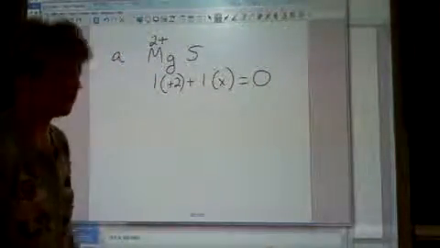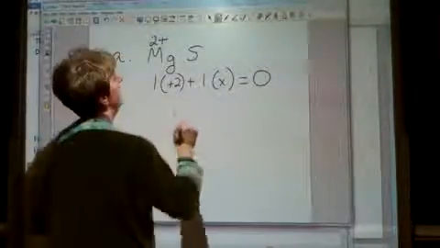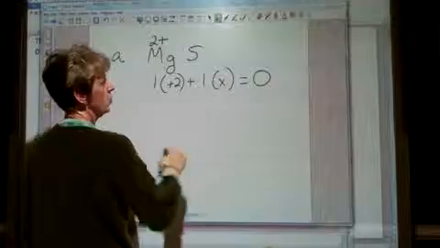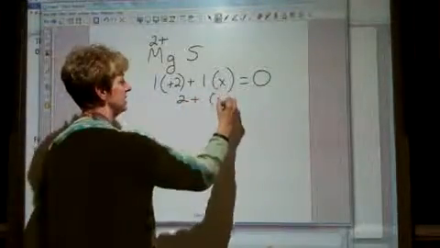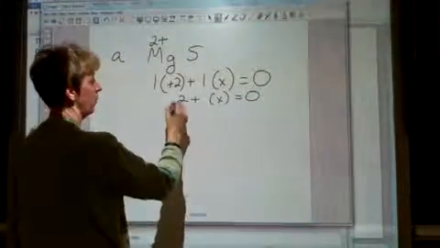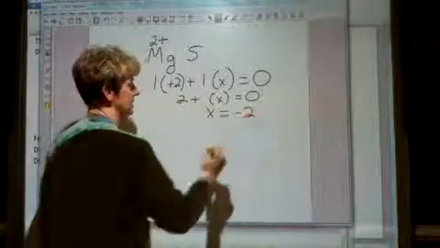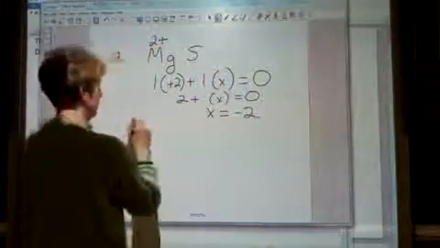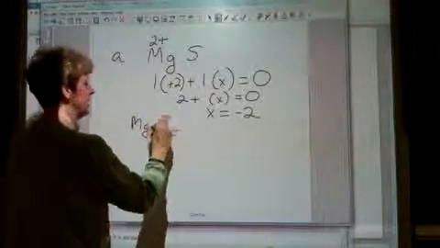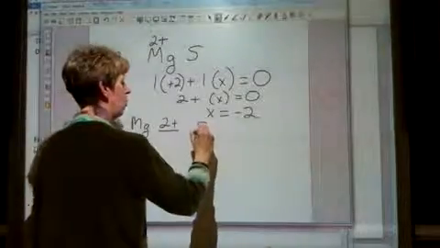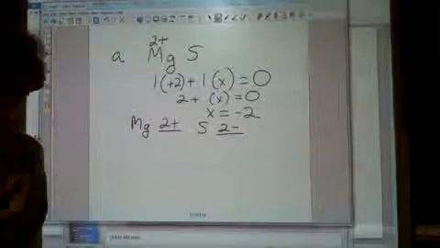You're going, really, Mrs. Reed, I have to show all this? No, you don't have to show any of this. You just need to get it right. And so what I want to know is what's the oxidation number of sulfur? Well, 2 plus x equals 0, and you move 2 to the other side, x equals a -2. So in the blanks, you're going to put Mg, tell me what 1 magnesium's oxidation number would be, and now 1 sulfur's would be a 2-.